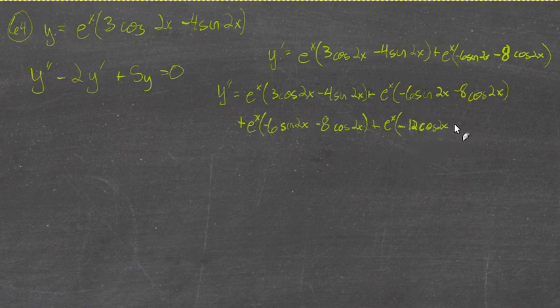Okay, minus. And as I'm looking at this, I know I'm going to take the derivative of cosine, which is negative sine, so that's going to make this positive. I know that I'm going to use the chain rule, and I have to multiply by the derivative of 2x, which makes this plus 16 sine 2x.